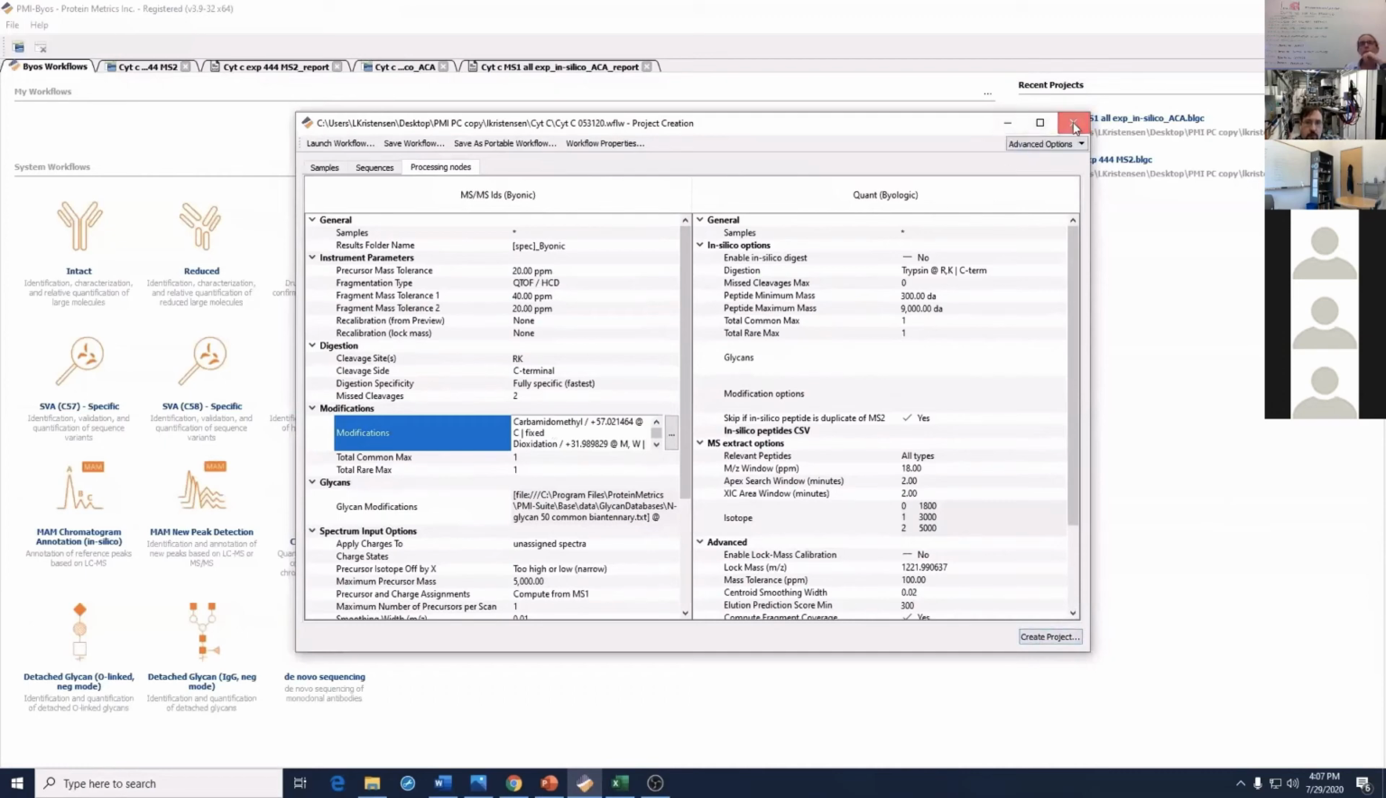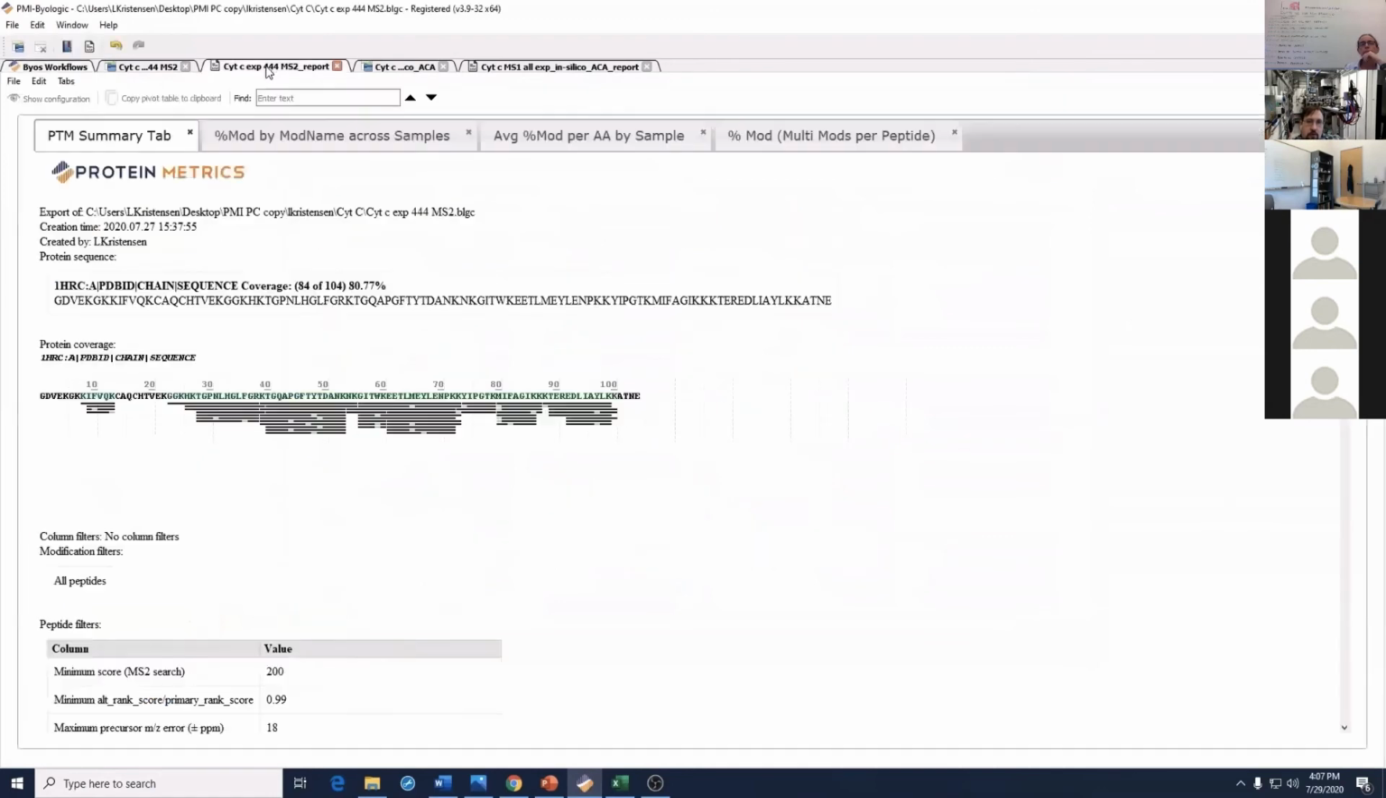Once the project has been created, you will get a report with several tabs, and one of the first is the PTM Summary tab, which first of all shows you the degree of sequence coverage. In this case, we're at about 80%. And then it also gives a really nice global view of the degree of oxidative modifications that have been identified for the peptides that have been picked up in this particular analysis.